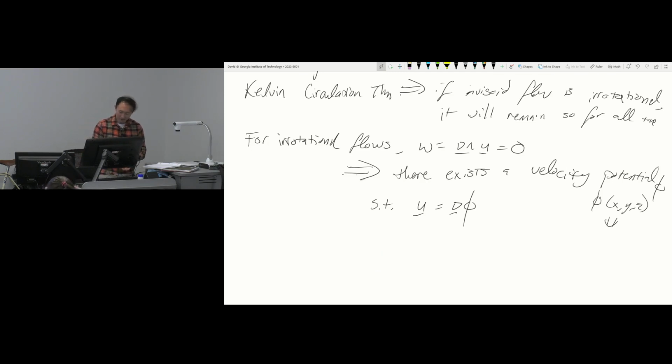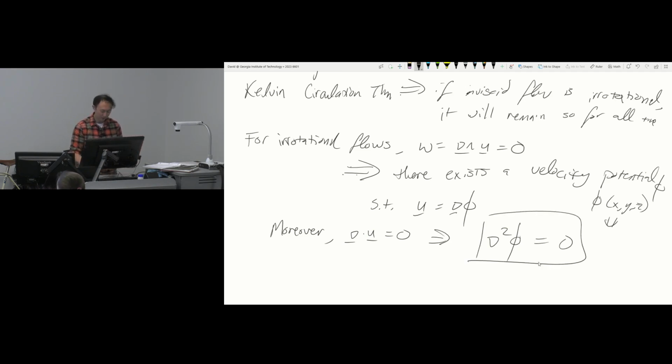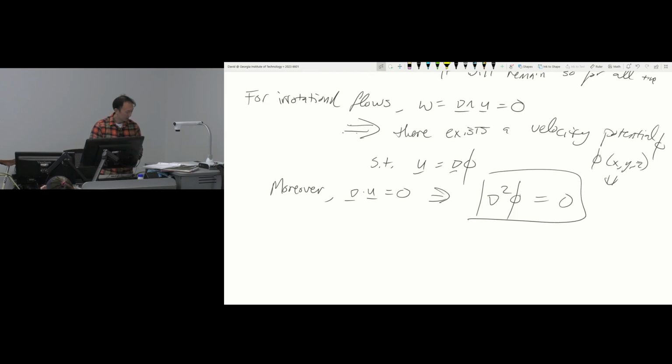Amazingly, a lot of this framework, so potential flows, we know we have conservation of mass. So that means basically all this framework for solving for velocity field, for potentials, is just using conservation of mass, this equation. This is called the Laplacian. So that means the velocity potential satisfies the Laplacian.